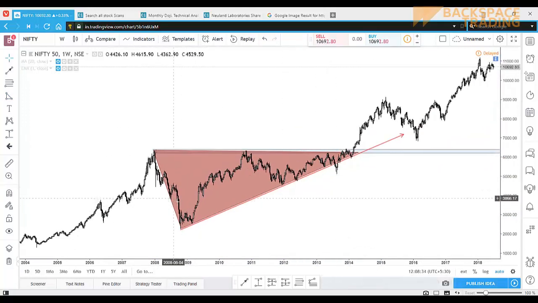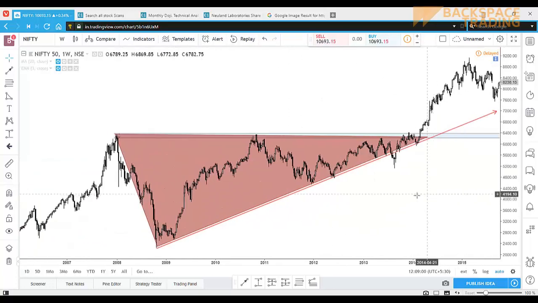See, you don't have to look into this triangle factor stuff and all, it doesn't matter. All you need to care about is the support and resistance. This is one pattern, ascending triangle.